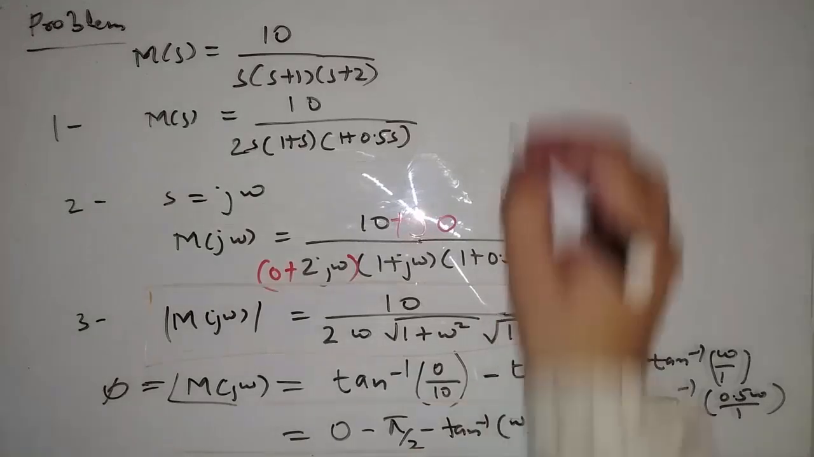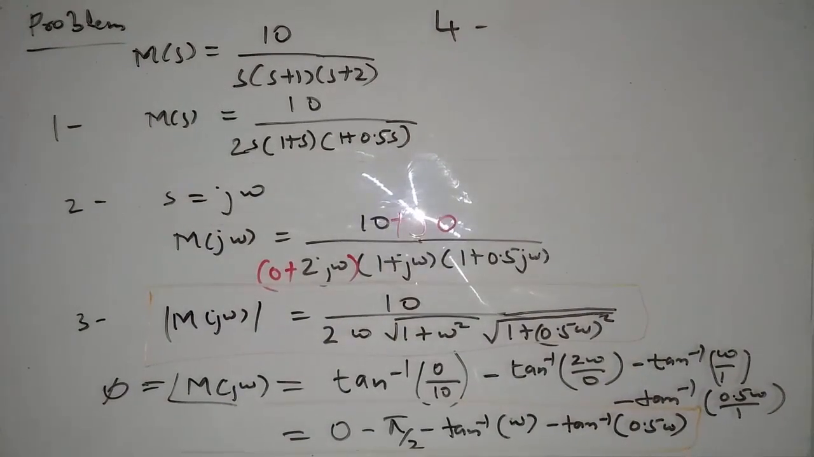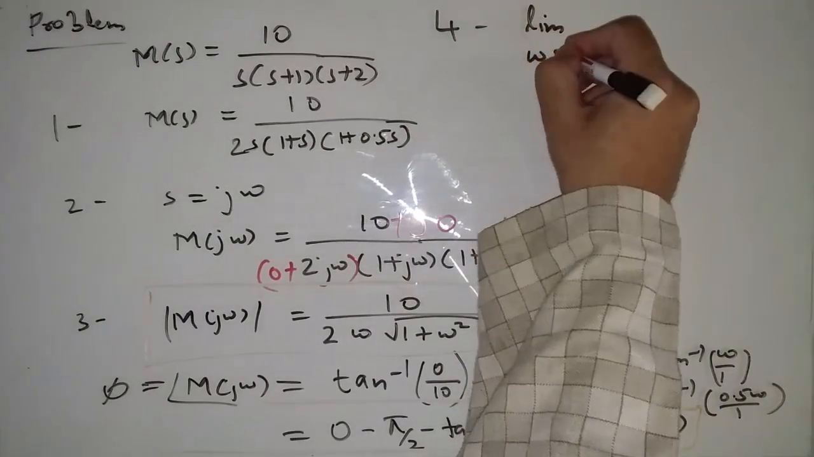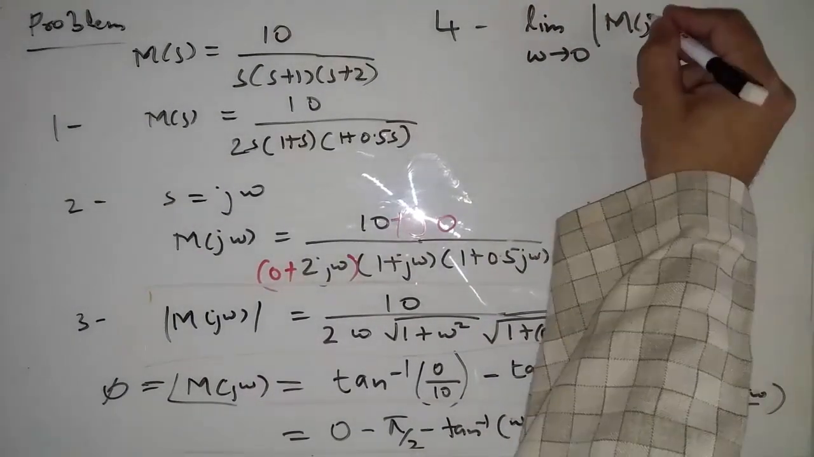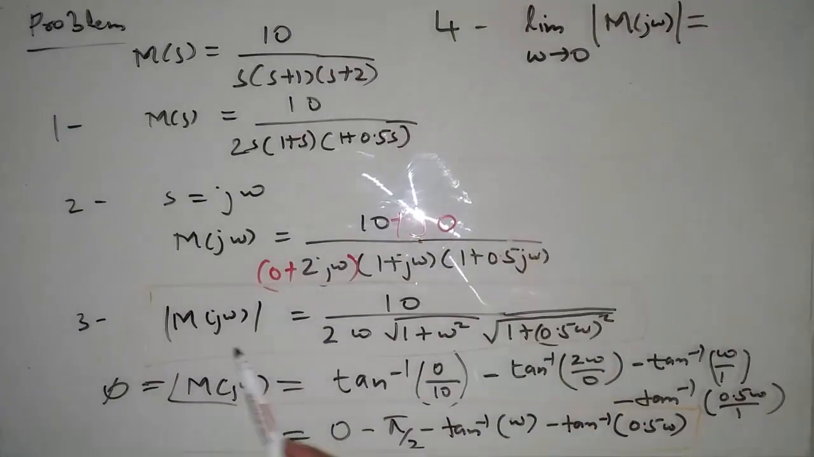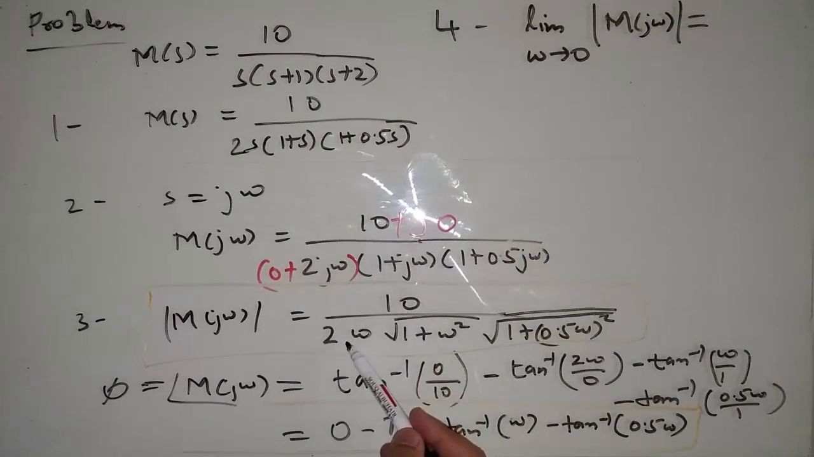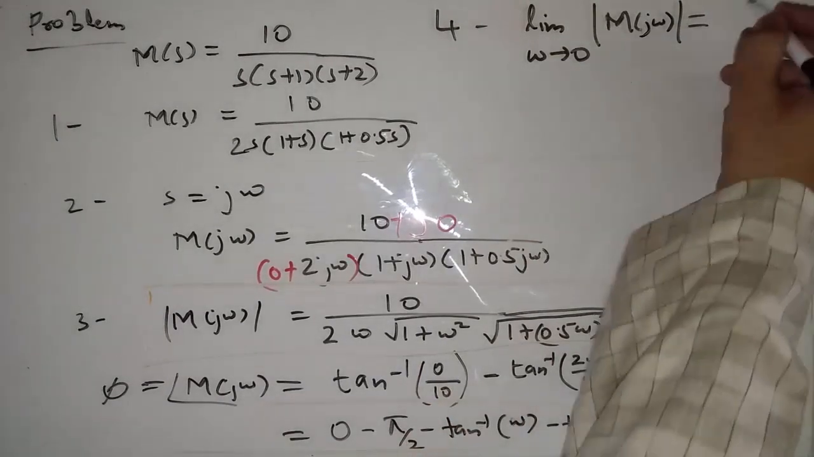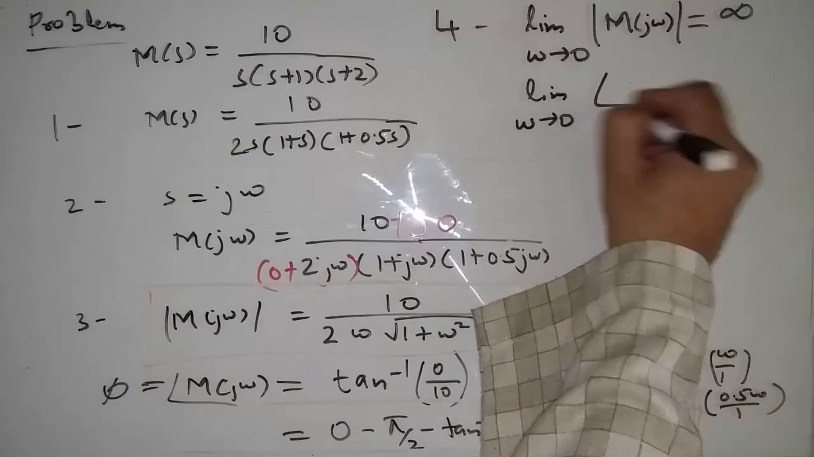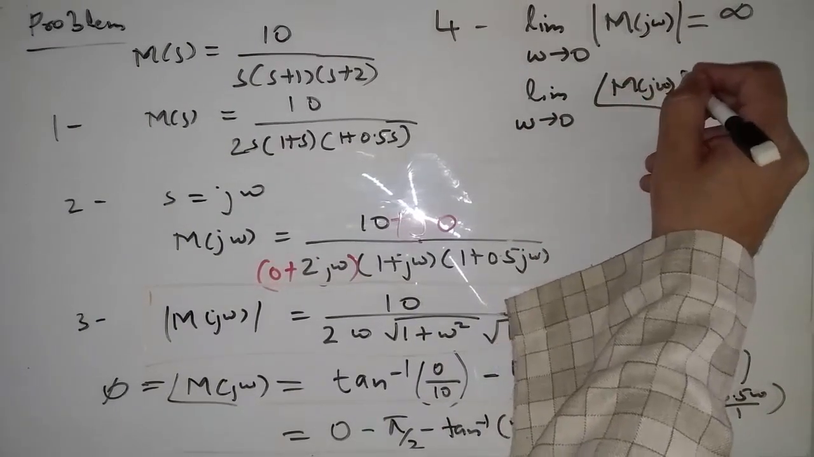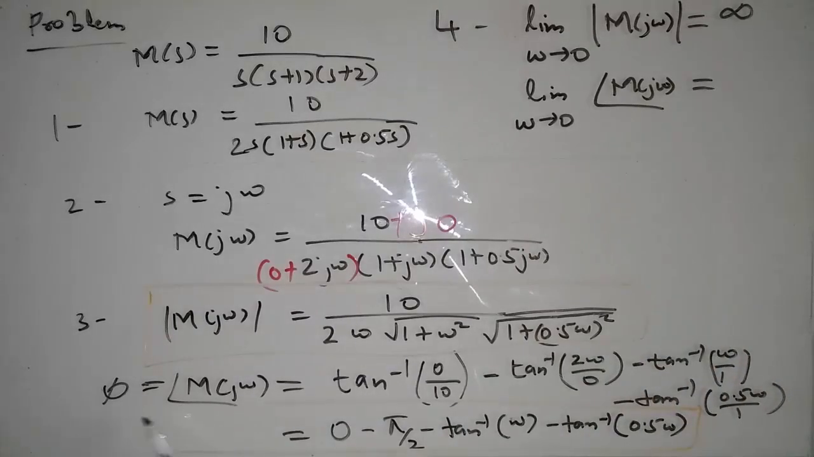Now the fourth step says to calculate limit omega tending to 0 of the magnitude M(j omega). If you substitute omega 0 in this particular function, you will observe that this comes out to be 10 divided by 0 and all finite, so this becomes infinite. Likewise, if you compute limit omega tending to 0 of the phase of M(j omega), you substitute omega equal to 0 in this function. This becomes tan inverse 0, which is 0, tan inverse 0, again 0. So you only get minus pi by 2, minus 90 degree.